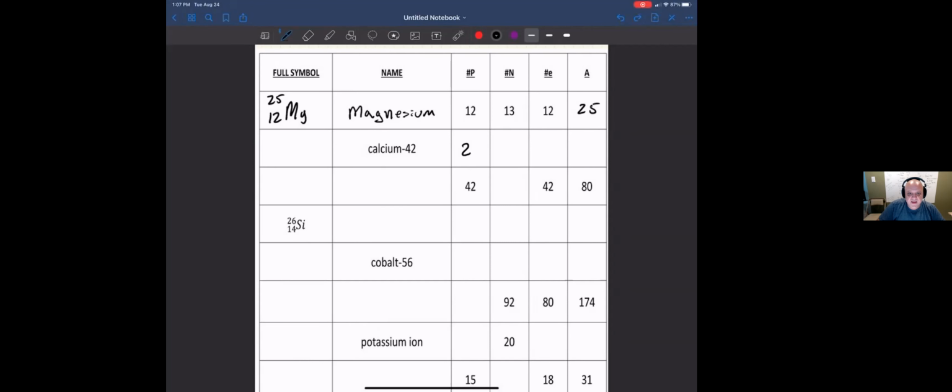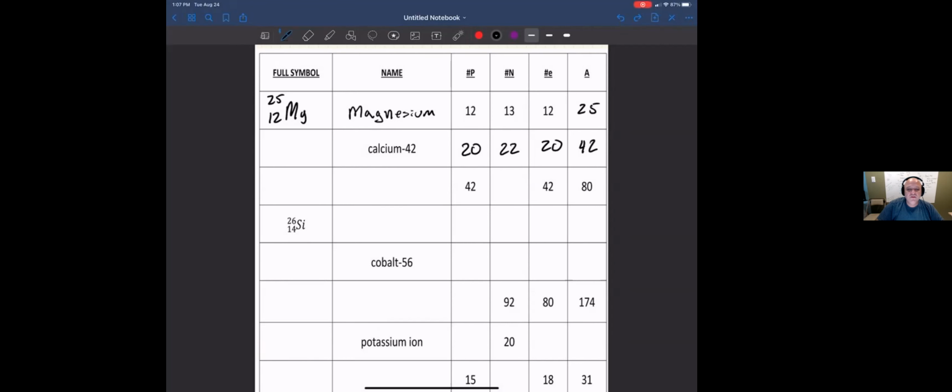Okay, moving on. I've got calcium 42. That 42 next to the calcium tells me what the isotope is. So in other words, 42 is the mass number. And since the name is calcium, I know the number of protons is 20. Again, I know the mass number is 42. Subtracting them, I get 22 to get the number of neutrons. And there's no charge on that.